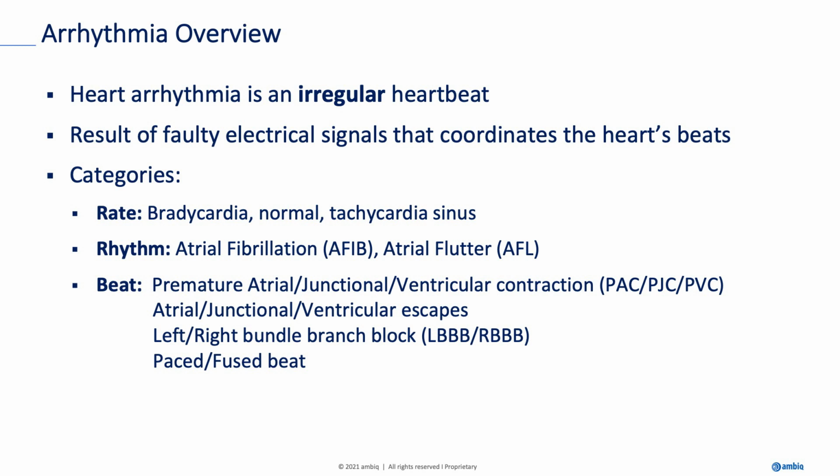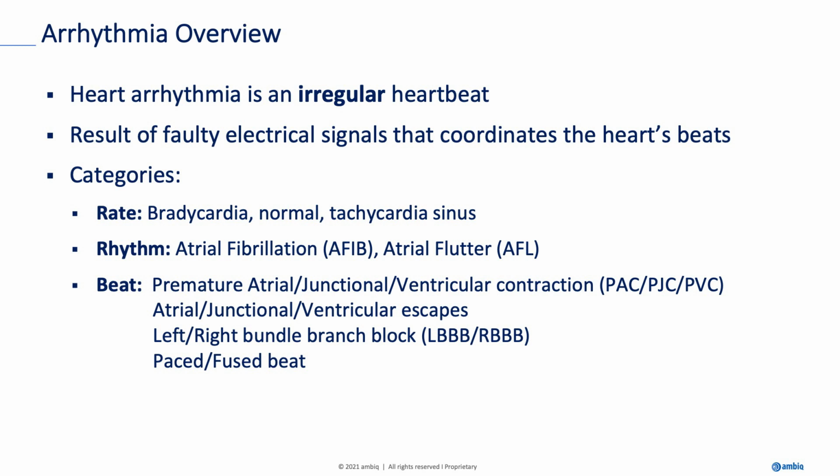So as most people probably know, heart arrhythmia is defined as an irregular heartbeat. Usually it's the result of faulty electrical signals that typically coordinate the heart's beats in a specific rhythm. I bucket this into three major categories. These are not strictly defined, but I like to bucket this way. We can look at the actual heart rate: is it beating too slow, is it beating too fast? Is it bradycardia, tachycardia, or is it normal sinus rhythm?